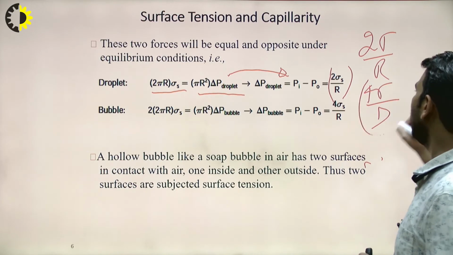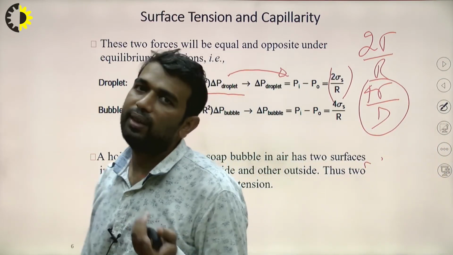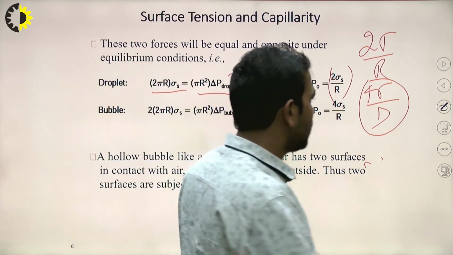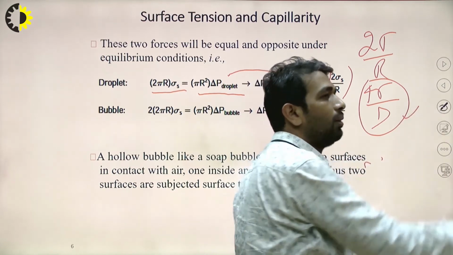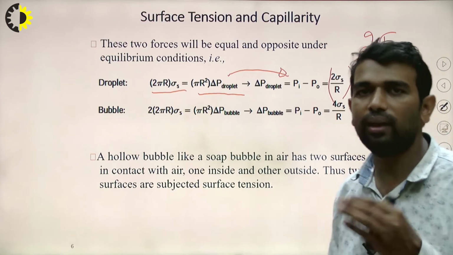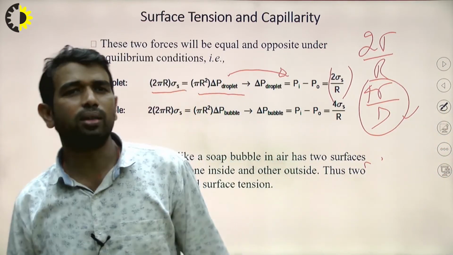There is nothing wrong in it. If you have a problem in which the diameter is given instead of the radius, you can directly take this equation and solve using 4 sigma by d. You can directly choose the diameter of the droplet to solve the problem. So quite easy for us.